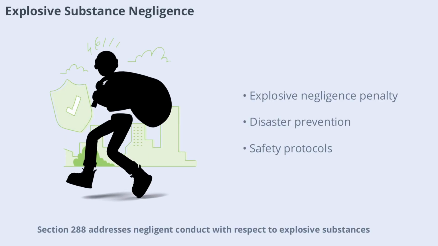Section 288 addresses negligent conduct with respect to explosive substances. Mishandling explosives can have catastrophic consequences, so the law imposes strict penalties for carelessness. This section highlights the importance of proper training, storage, and handling of dangerous materials, ensuring public safety and preventing disasters.